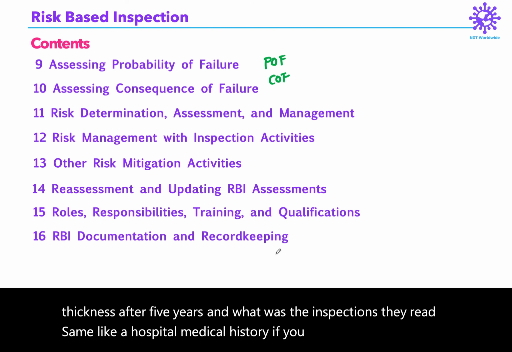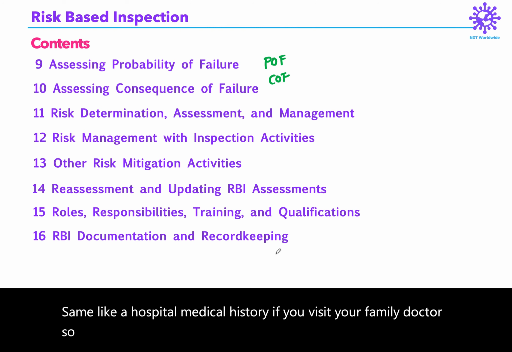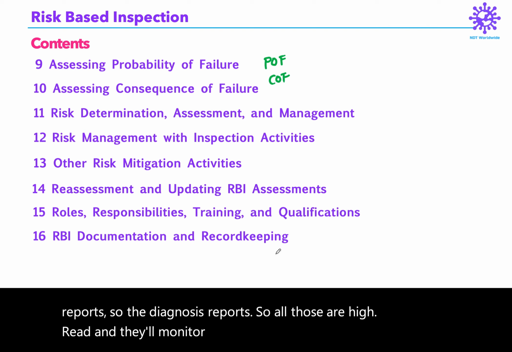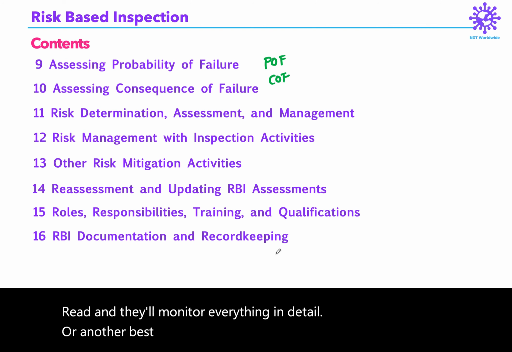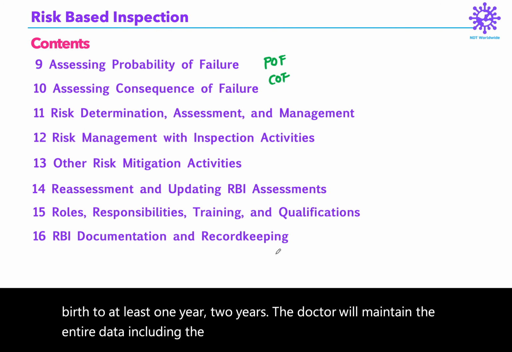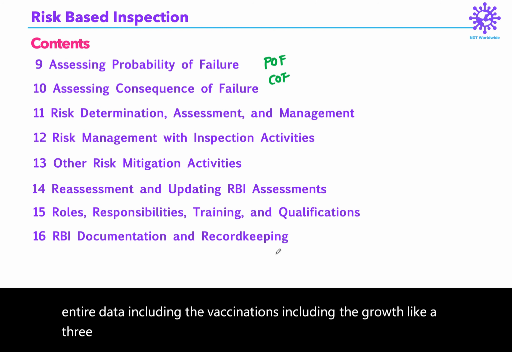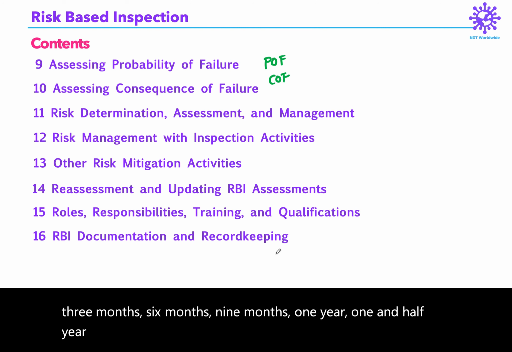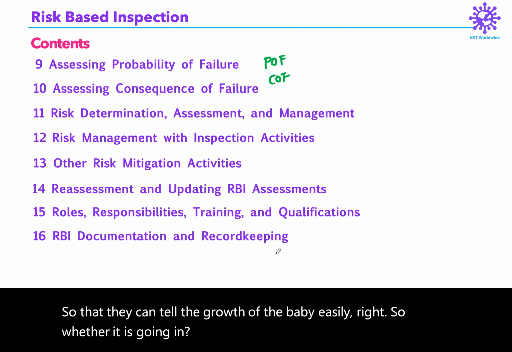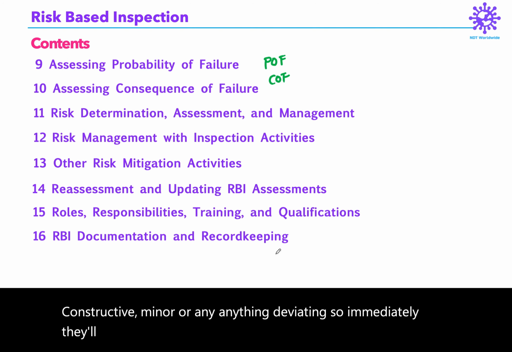If you visit your family doctor, they keep all your records, including the blood test reports, the diagnosis reports, height, weight, and they monitor everything in detail. Another best example is a pediatrician. From birth to at least 1 year, 2 years, the doctor will maintain the entire data, including the vaccinations and the growth, like 3 months, 6 months, 9 months, 1 year, 1.5 years. They maintain all that tracking, so that they can tell the growth of the baby easily, right? Whether it is going in a constructive manner or deviating, immediately they will plan for medications, right?